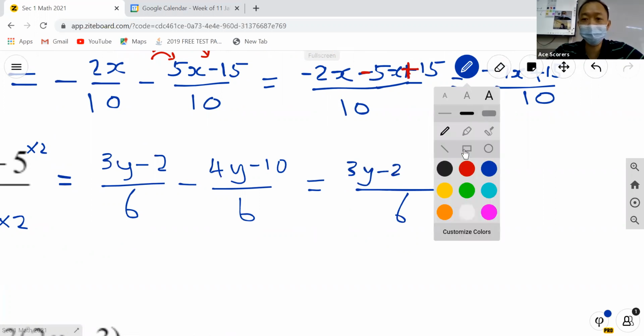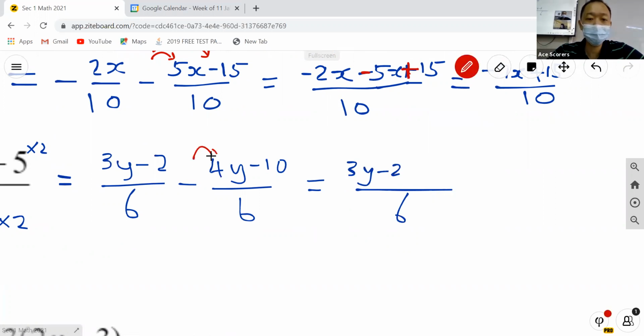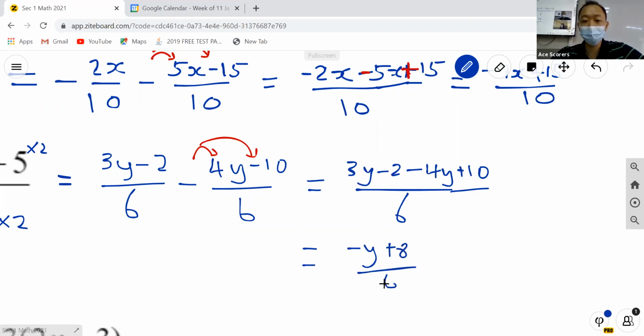Okay, here's the difficult part. Minus sign rainbows in. So when the minus sign rainbows in, we get negative 4y plus 10. Okay, here's the tough one. And then you evaluate. So 3y minus 4y, we get negative y. Then minus 2 plus 10 is plus 8 over 6. That's all. We are done with the fraction.